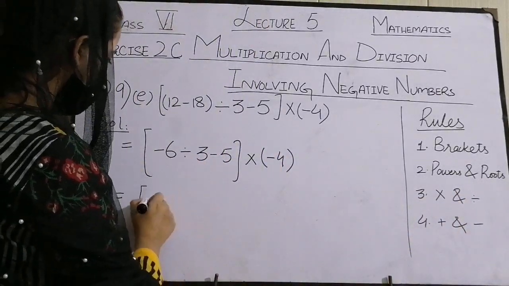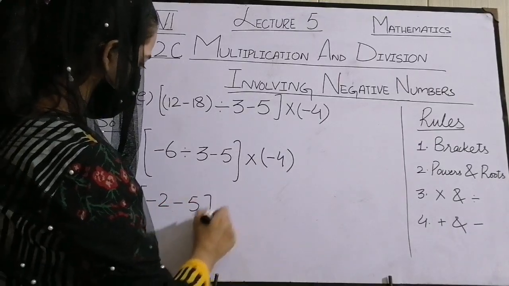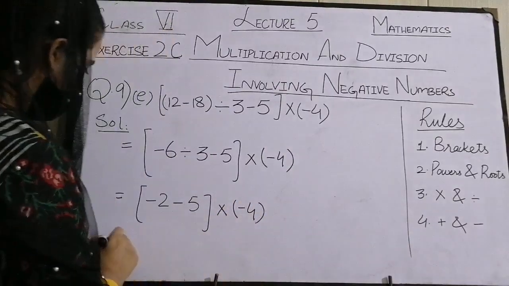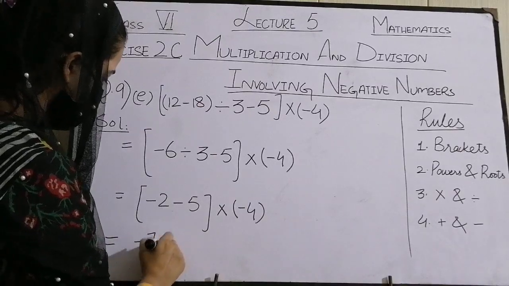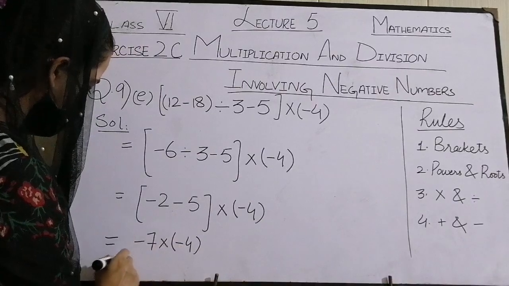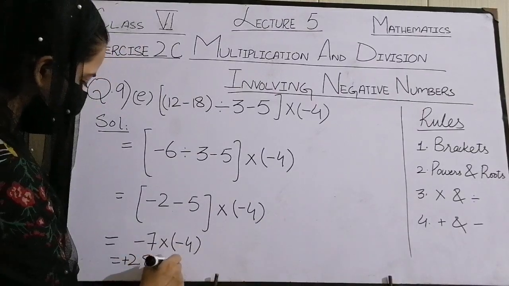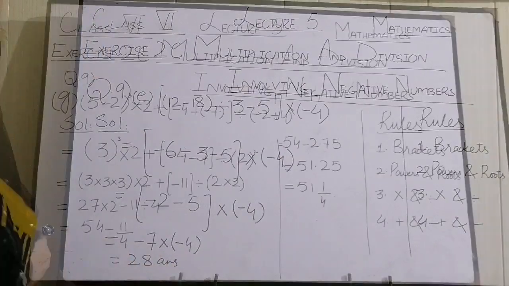Minus 6 divided by 3 is minus 2. Minus 5 multiplied by minus 4. Minus 2 minus 5. Minus 7 multiplied by minus 4. Minus minus plus 7 fours are 28. Plus 28 or just simple 28 is our answer.